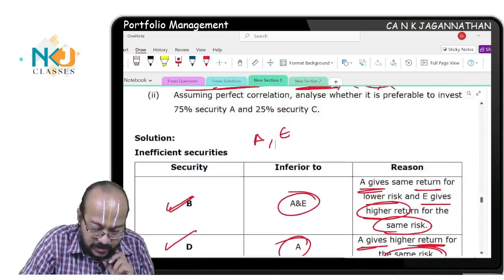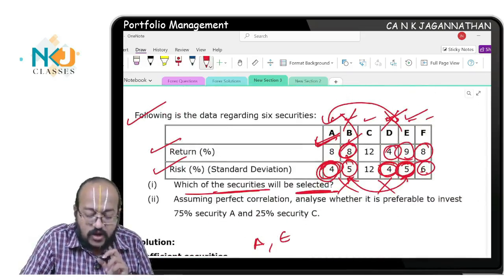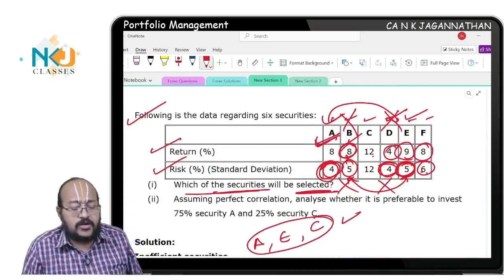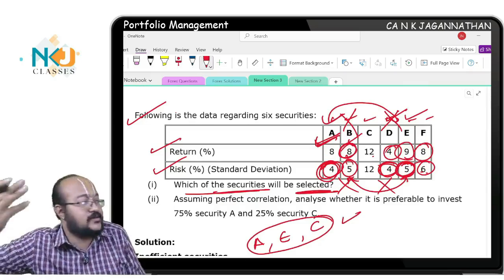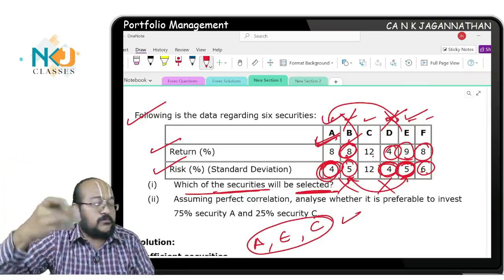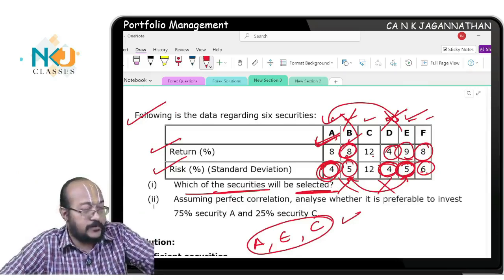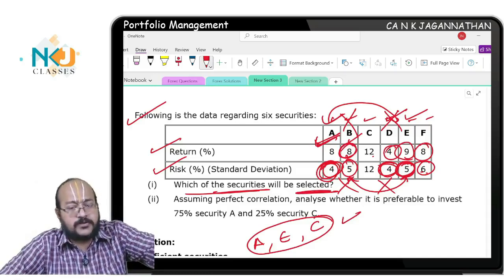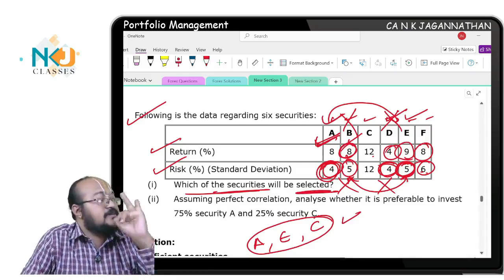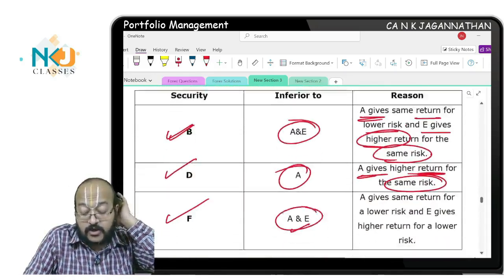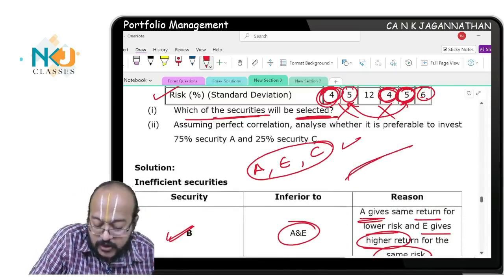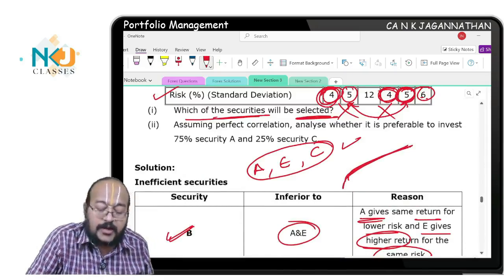Okay. Is C efficient or inefficient? Yes, 12% return for 12% risk. C is not inferior to anything because you cannot find a lower risk that is compensated with higher return. For the same risk, if any security gives you 12% return, then it will be inferior. Hence, it is not inferior. So securities A, E, C, these three are not inferior to anyone, which means these three will form the efficient frontier. This will be lying on the curve.